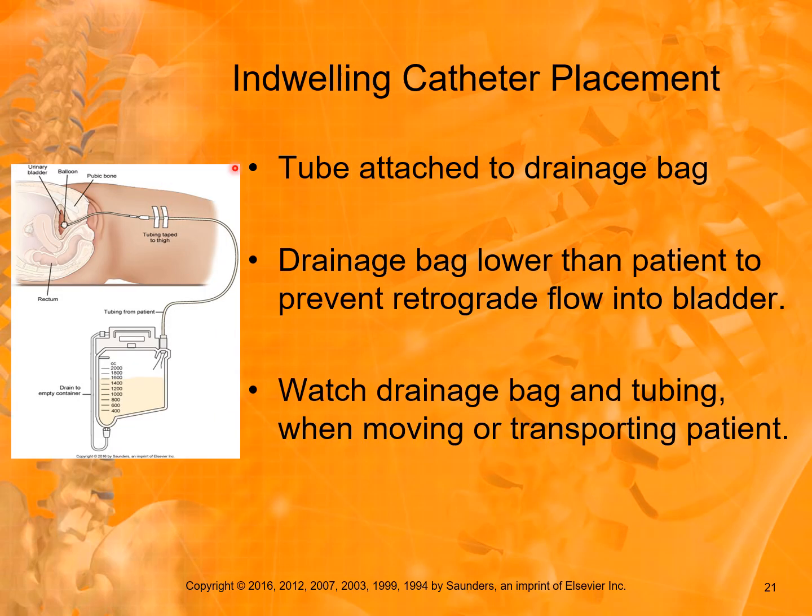Indwelling catheter placement: a tube attached to a drainage bag. So this tube here is attached to this drainage bag. The drainage bag is lower than the patient to prevent retrograde flow into the bladder. So we don't want to put this up above like an IV, because we don't want it to flow in, we want it to flow out. Watch the drainage bag and tubing when moving or transporting patients.